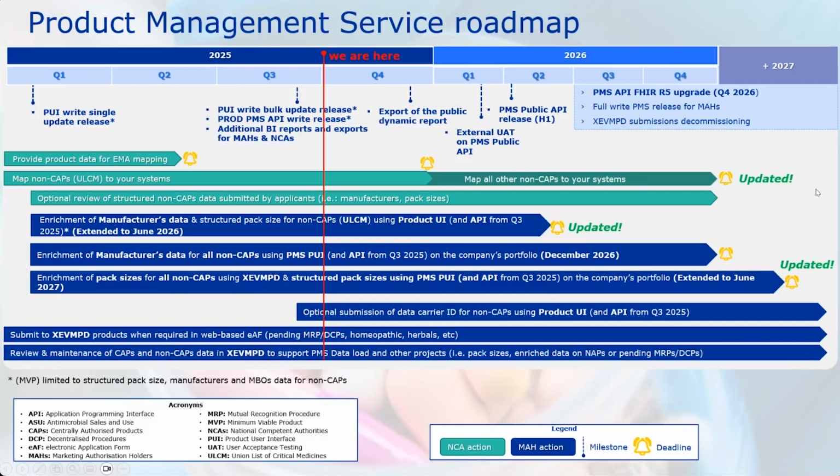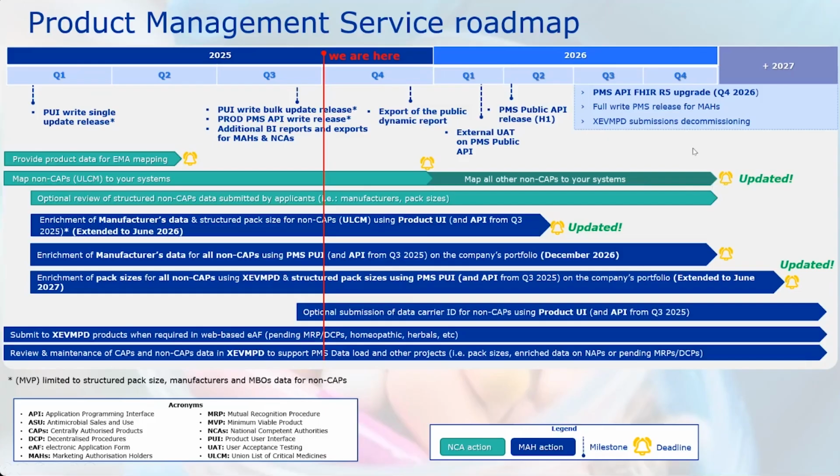While for NCAs, if we have anyone connected, we have extended, colleagues, because we're still missing a few member states asking for support on the data mapping. We have extended this exercise until the end of 2026 because we have a lot of NCAs for the moment, but we still miss 6. So we have approved the extension of this exercise.